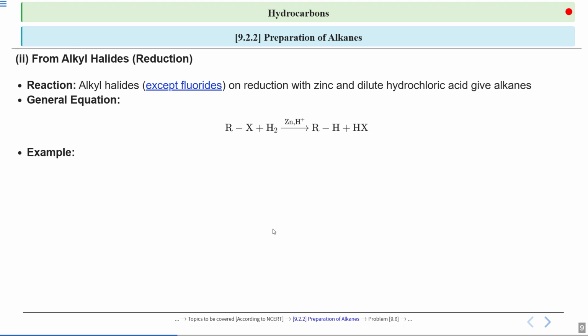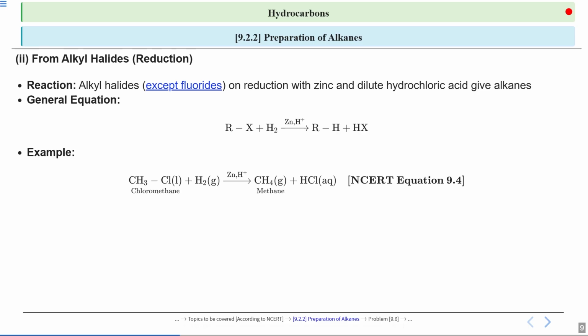Next, let us consider a specific example to illustrate this reaction. We will see how chloromethane is converted into methane, which will help solidify our understanding of the process. In this example, chloromethane reacts with hydrogen gas in the presence of zinc and H+ to form methane and hydrochloric acid, which is HCl. Another example involves chloroethane. When chloroethane reacts with hydrogen, it forms ethane and hydrochloric acid.